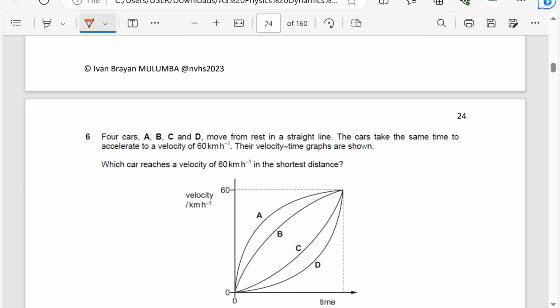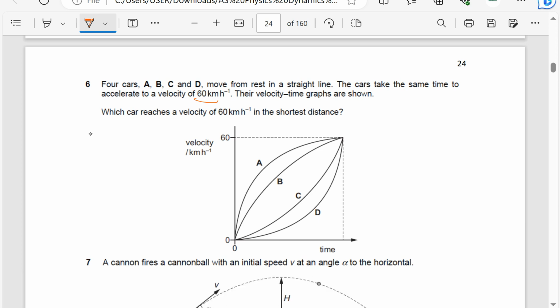4 cars A, B, C, and D move from rest in a straight line. The cars take the same time to accelerate to a velocity of 60 kilometers per hour. Their velocity-time graphs are shown. Which car reaches a velocity of 60 kilometers per hour in the shortest time possible? In the shortest time. So in the shortest time possible, we'll look for the acceleration. Remember, acceleration is going to be the gradient. The one with the highest gradient is accelerating faster.